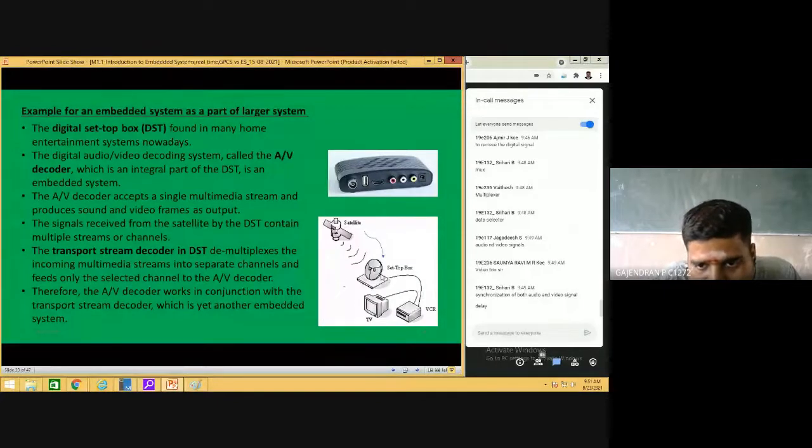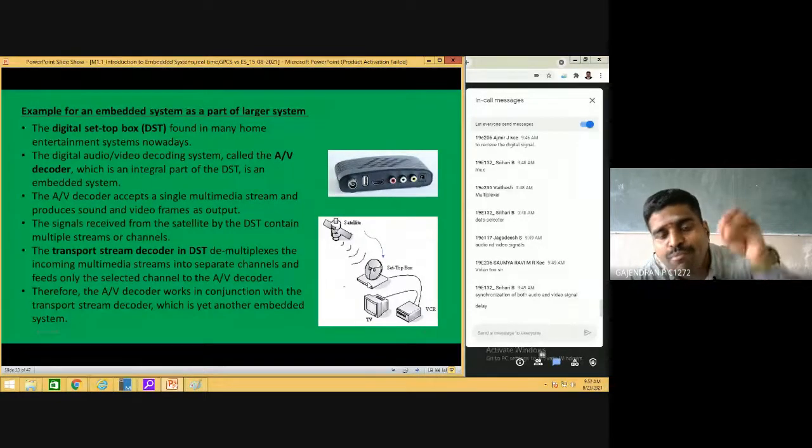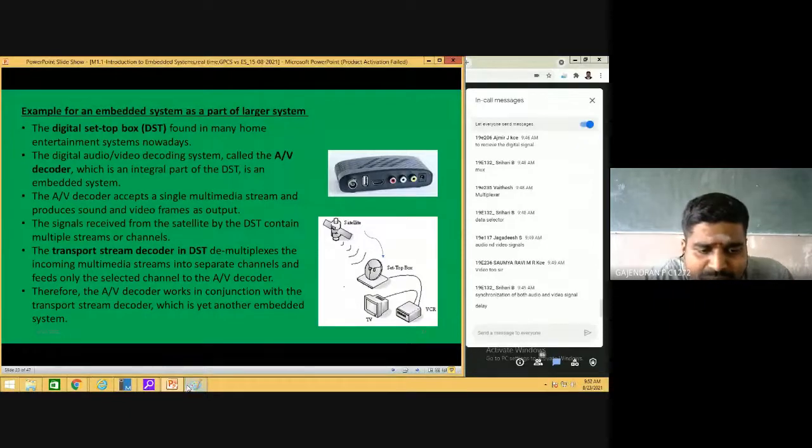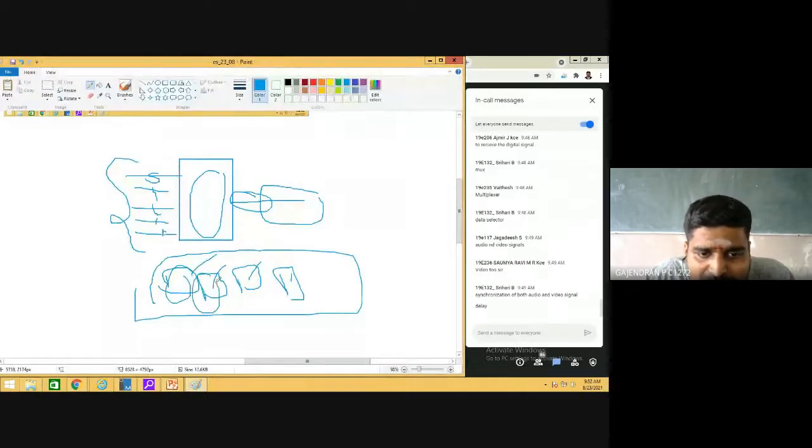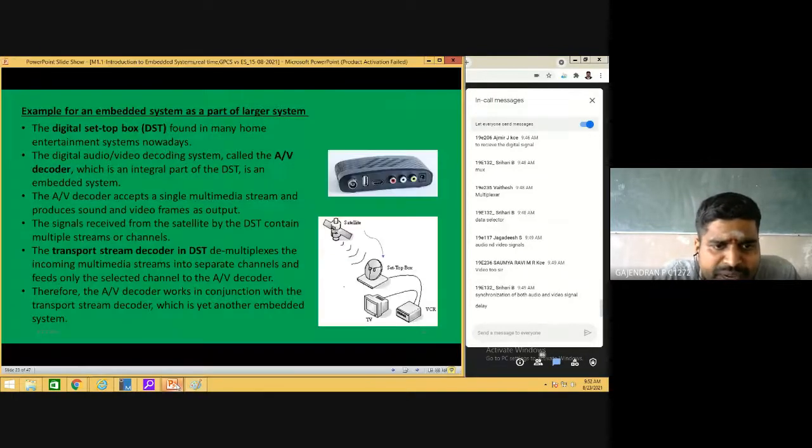Is it clear, dear students? The whole system is called a telecommunication TV network. In the whole system, the set-top box is a part of a larger embedded system, and the set-top box itself consists of more embedded system components. They are going to be individual embedded systems: video, audio processing, signal processing, then channel selection. Likewise, you have dedicated controllers inside the set-top box. So now I know what is meant by being part of a larger system.